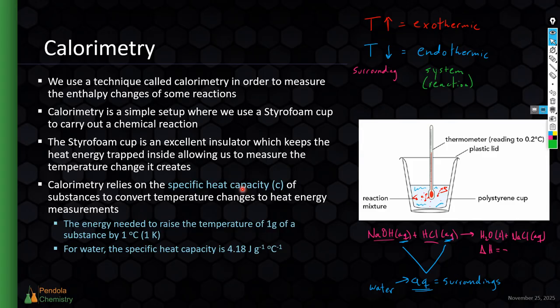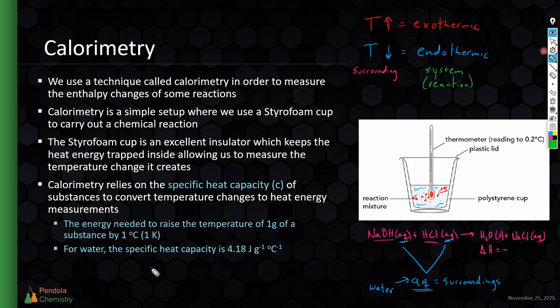And that's because when we look at temperature change of a substance, specific heat capacity is the relationship between temperature and heat. Specific heat capacity is defined as the energy needed to raise the temperature of 1 gram of a substance by 1 degree Celsius or 1 Kelvin. Remember, because we are talking about a change, Celsius and Kelvin mean the same thing. So it's the energy needed to raise the temperature of 1 gram of a substance by 1 degree Celsius or 1 Kelvin. So imagine I'm talking about the specific heat of water.